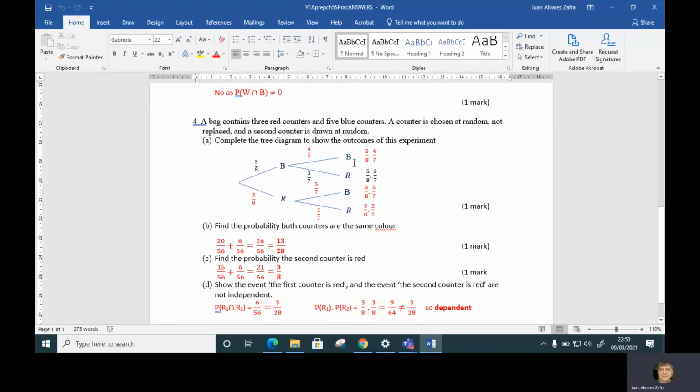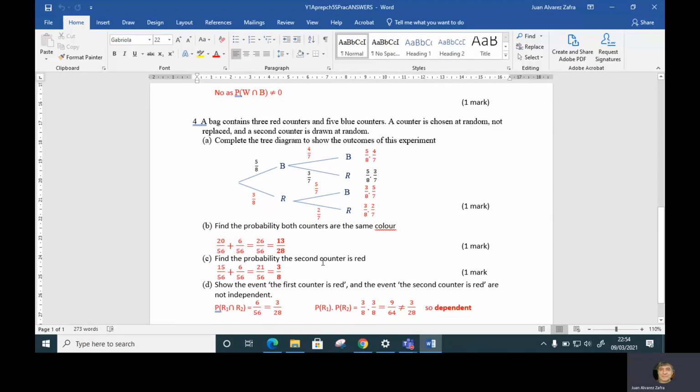We can do the same thing for each of the other routes to complete these probabilities. As we go down the tree diagram, we multiply, and then each of these routes is given by the probabilities here on the right, and these probabilities have to add up to 1. So find the probability that both counters are the same color. They could both be blue, which is 20/56. That's 4/7 times 5/8, plus both could be red, which is 3/8 times 2/7, which is 6/56. If we add them together, we get 26/56 or 13/28.